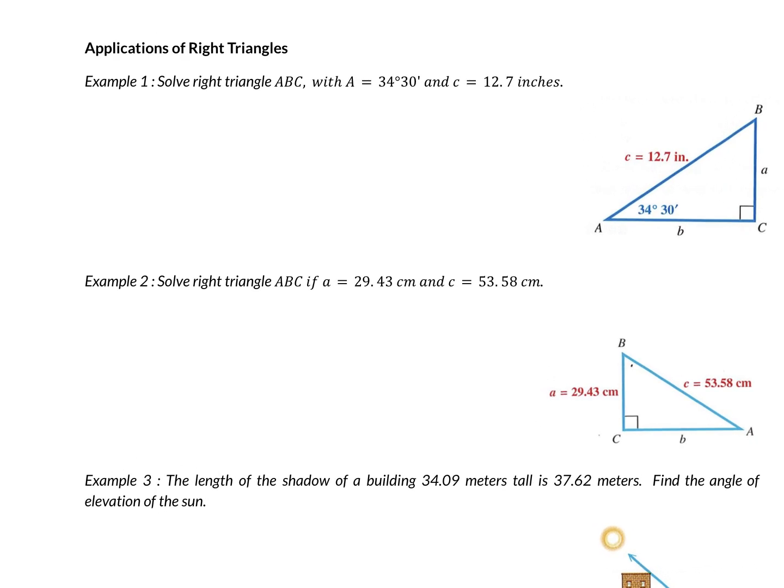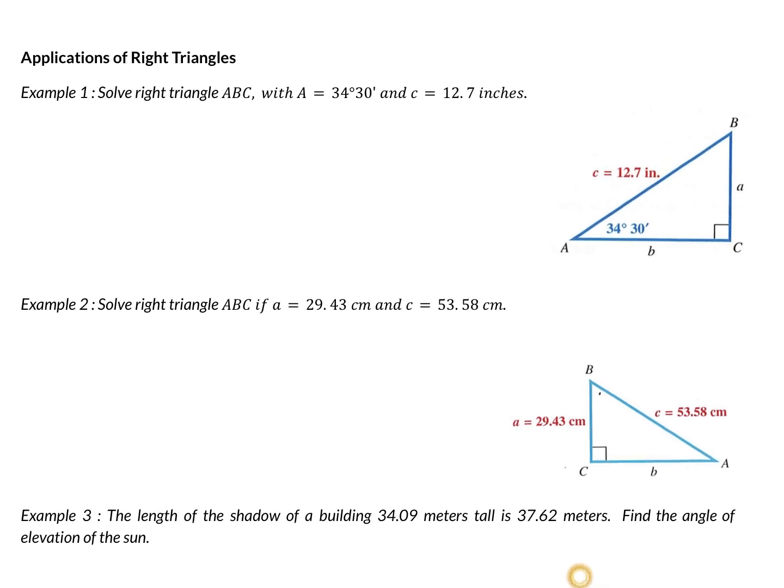It says solve each right triangle with A being 34 degrees and 30 minutes, that notation, and C is 12.7 inches. Be careful with units here. If you're solving for a side length, I should have some sort of units with it unless it wasn't given to you. If I'm solving for an angle, make sure you have a degree symbol there, or if it's in radians, you have it in radians. But all of today and all of your quiz will be in degrees, okay?